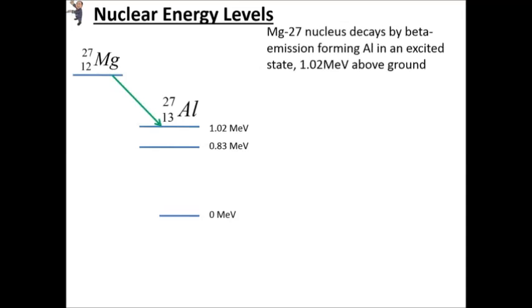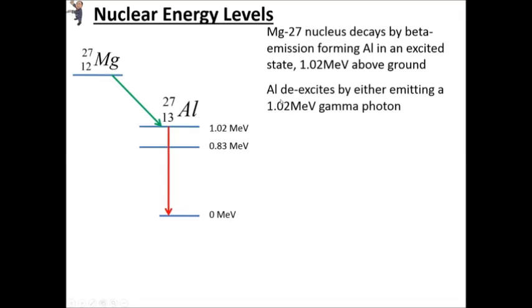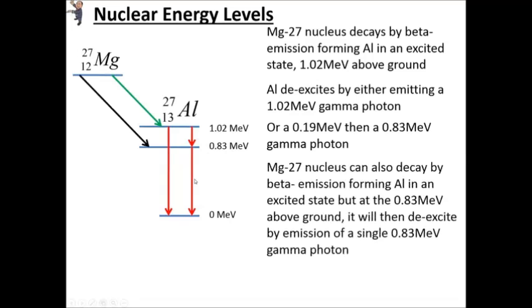So if we have a look at one and talk through it, here we can see magnesium decays via beta emission to form aluminium in an excited state, 1.02 mega electron volts above ground. So that's here, and now the aluminium can de-excite by either emitting a 1.02 mega electron volt gamma photon, all the way down to ground, or it can go via two levels, a 0.19 mega electron volt and then a 0.83 mega electron volt. So it can either emit one gamma photon or two gamma photons, all of different energies. So these will be different frequencies.